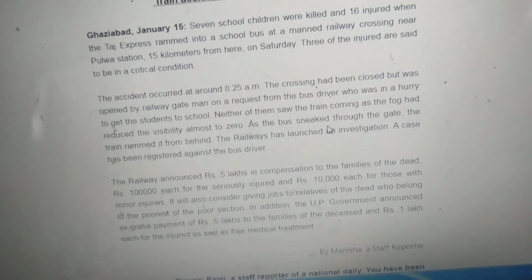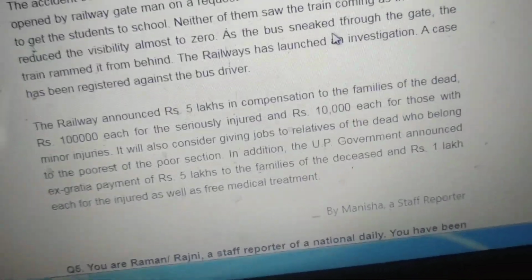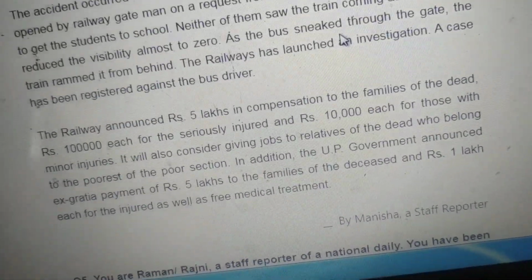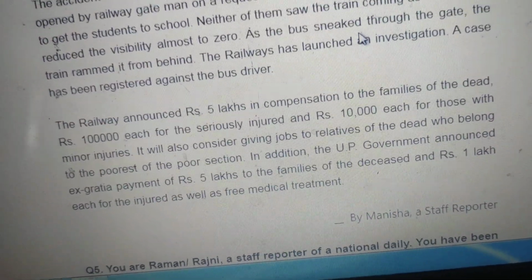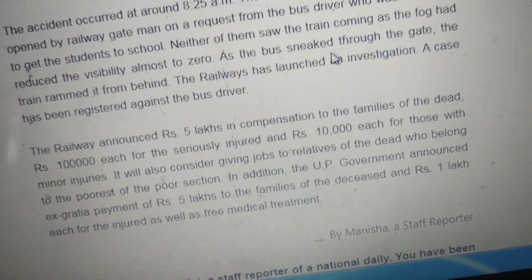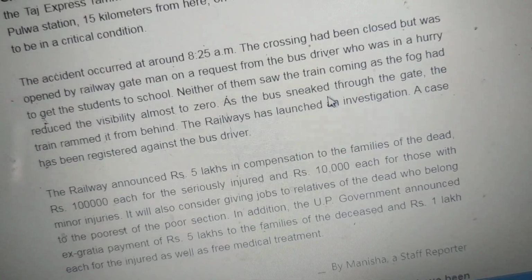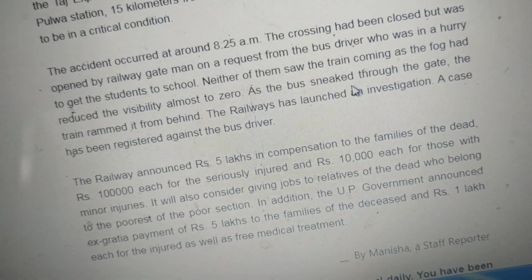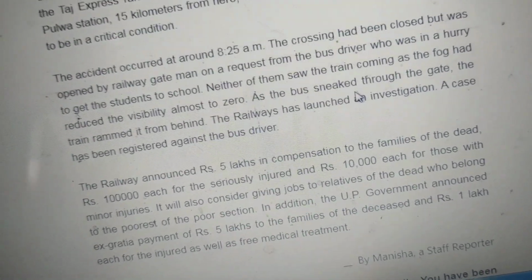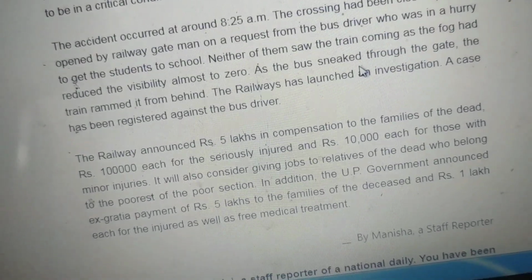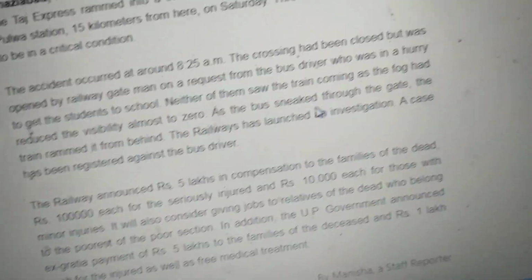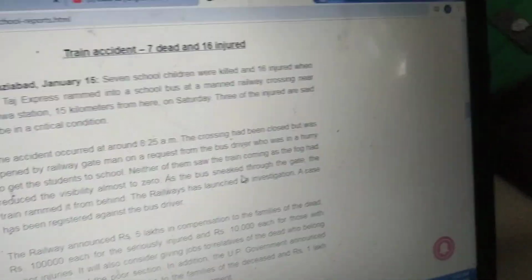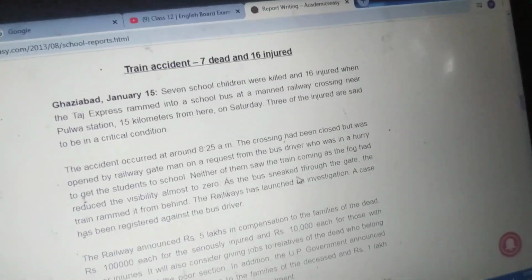Okay. Now after that, the consequence. What is announced by the railway and what is given to the relatives. So the conclusion part is also there. So this is how, students, you have to add the details. You have to add how many people were injured, what happened, who all were onlookers, and then what was the action taken. The action taken by the authorities, the action taken by the people. So this is how the newspaper report goes.